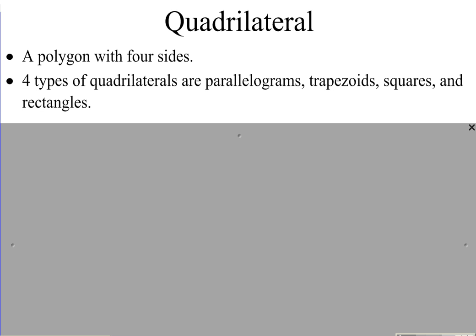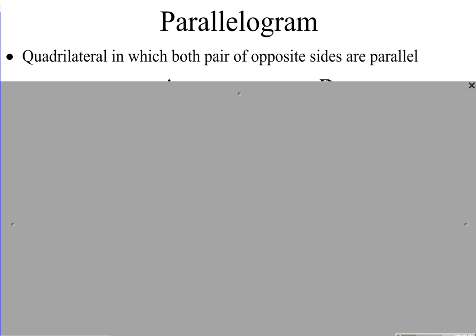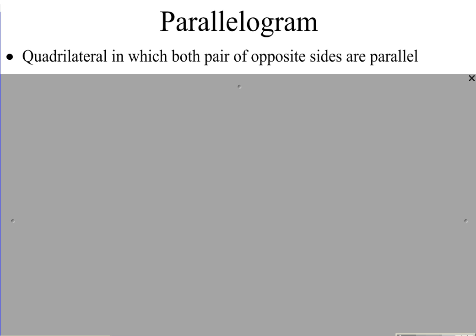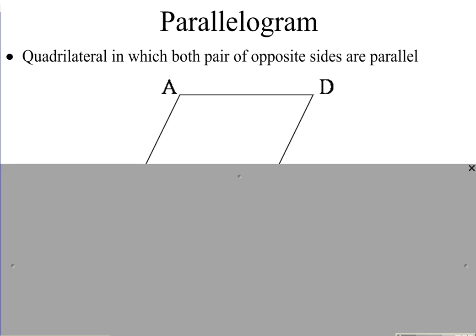There are 4 types of quadrilaterals that we're going to focus on: parallelograms, trapezoids, squares, and rectangles. First, the parallelogram. A parallelogram is a quadrilateral in which both pairs of opposite sides are parallel.